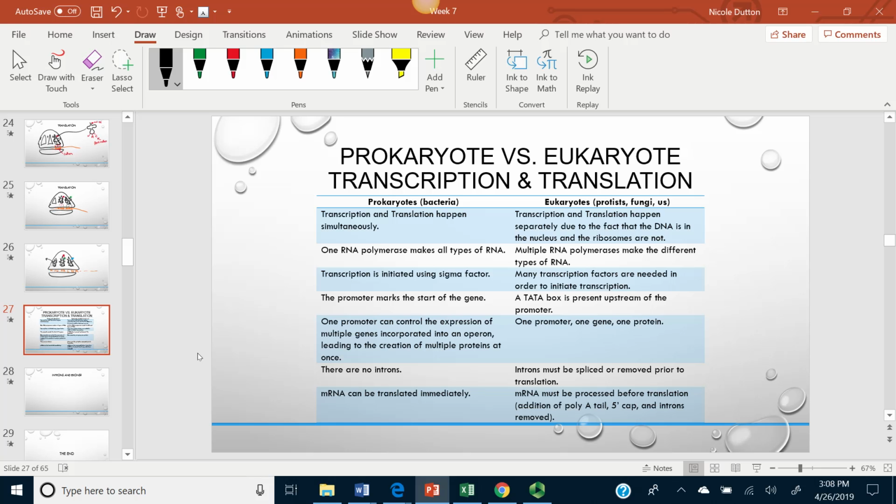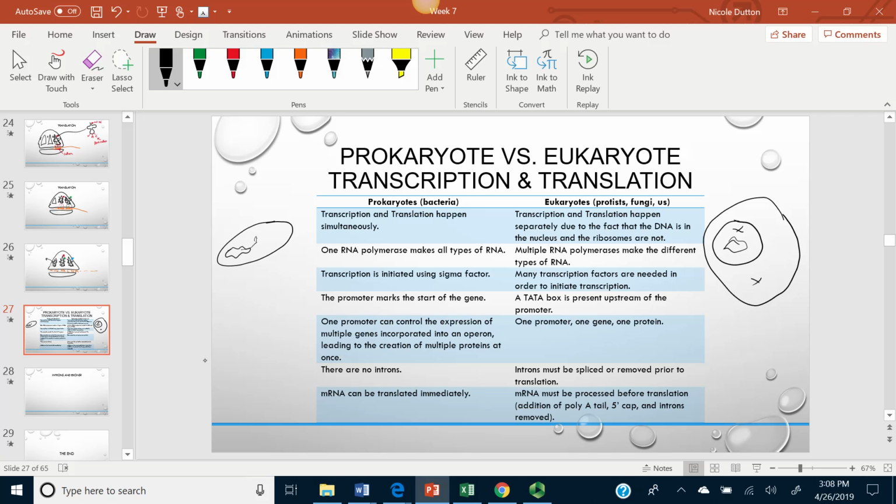There are some major differences between prokaryotic and eukaryotic transcription and translation. If you think about it, prokaryotic cells do not have a nucleus. They just have some genetic material. Eukaryotic cells do have a nucleus. So their DNA is inside their nucleus. That means that transcription can happen here, and translation has to happen outside of the nucleus. But because in prokaryotes they don't have a nucleus, while their messenger RNA is being produced, a ribosome can immediately bind to it and start producing protein right away.